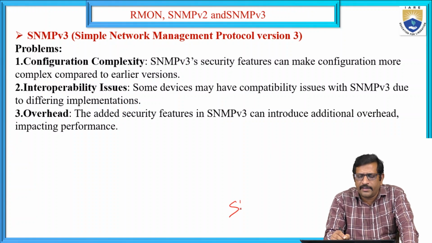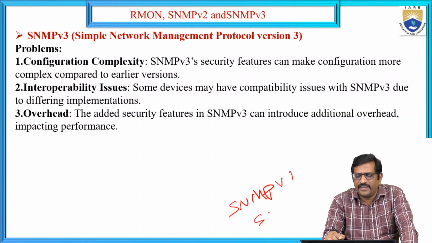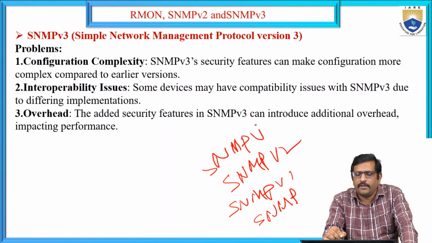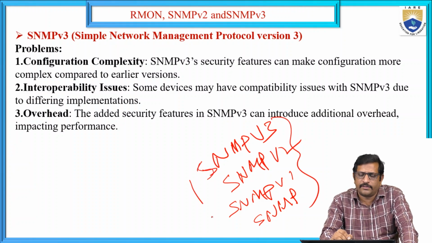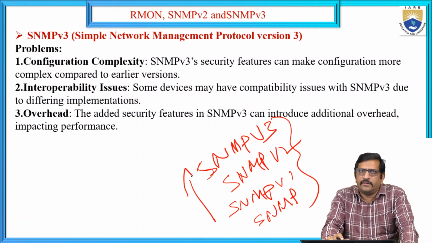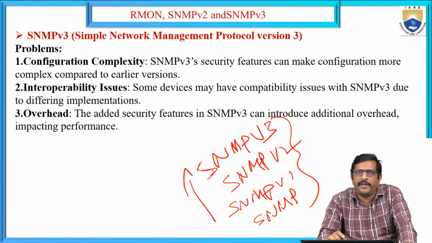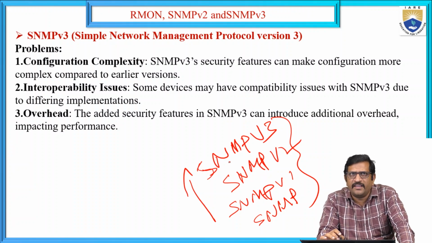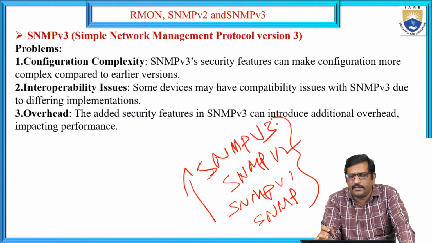Now take SNMPv1, SNMPv2, SNMPv3. These are all the SNMP protocol versions. The configuration difficulty increases from SNMP to SNMPv3. That's why with the earlier version you can easily configure the protocol.